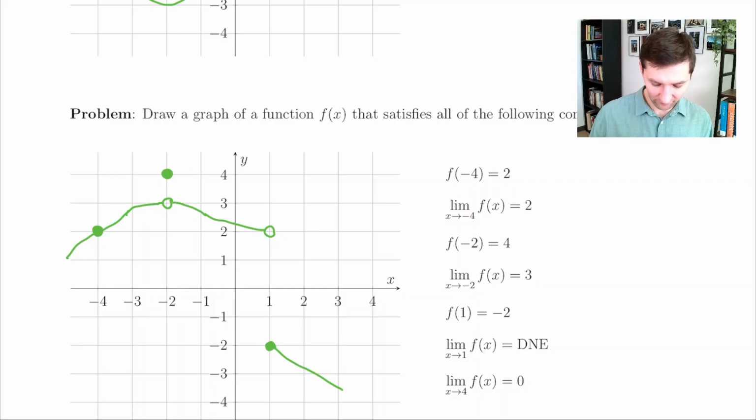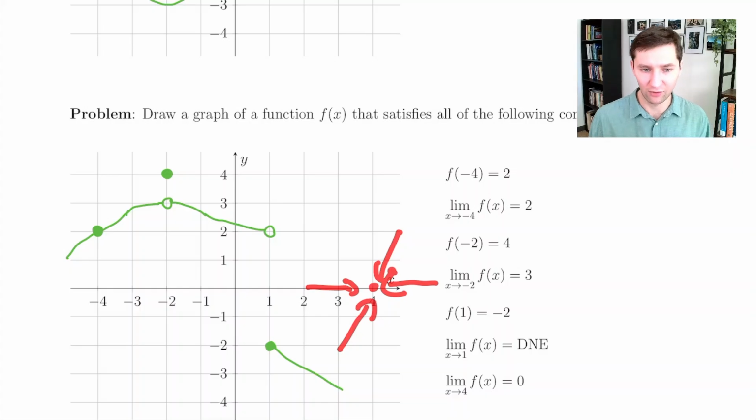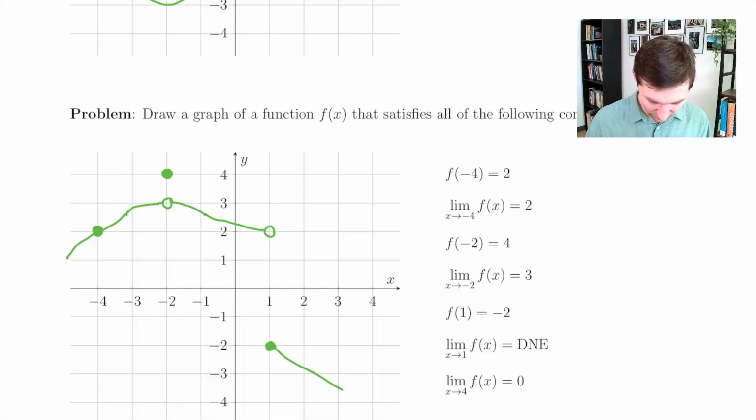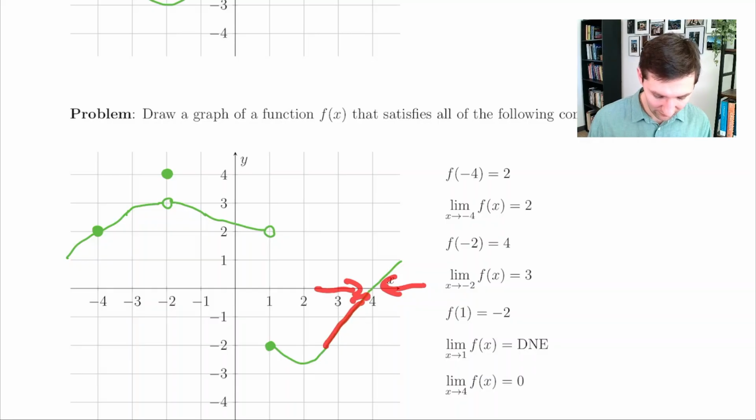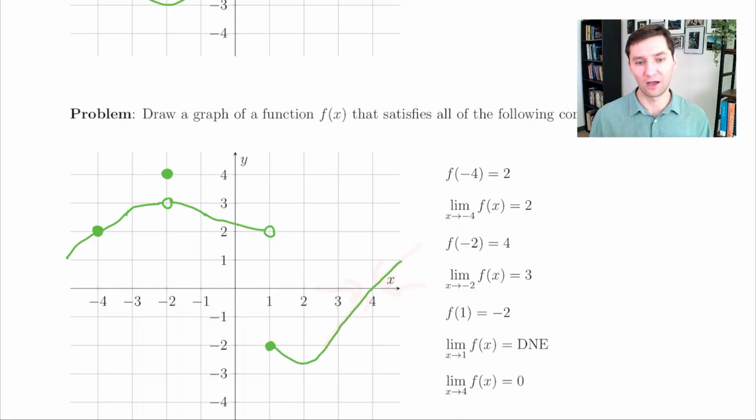Finally, the limit of this function as x approaches 4 must be 0. So, as I get to 4 from the left and from the right, the values of my function must be getting closer and closer to the point with the y-coordinate of 0, the point on the x-axis. So what I'm going to do is I will simply draw a graph. I will continue this graph and I will make sure that it goes through the point x equal to 4, y equals to 0. Note now that as x's approach 4 from the left and from the right, the y values of this function approach the y value of 0.